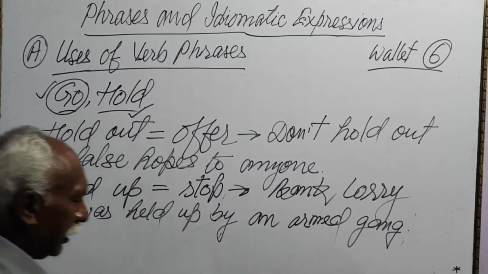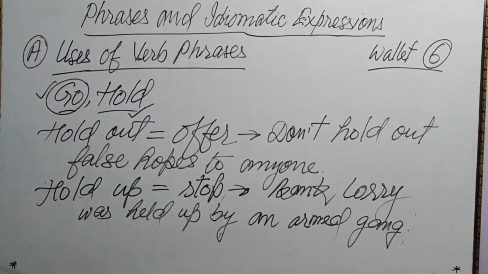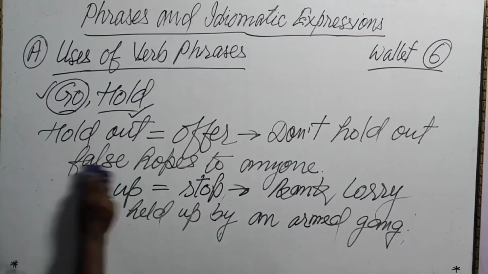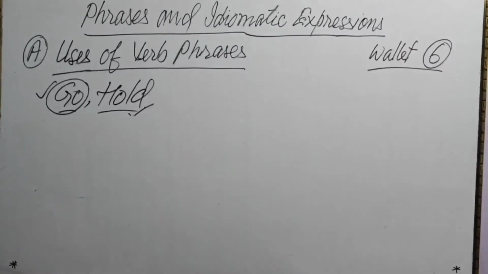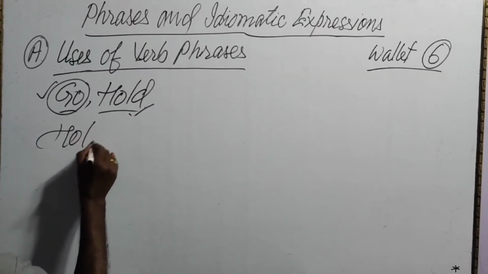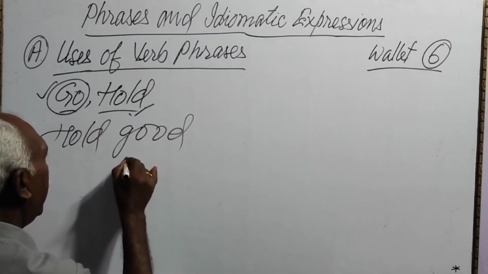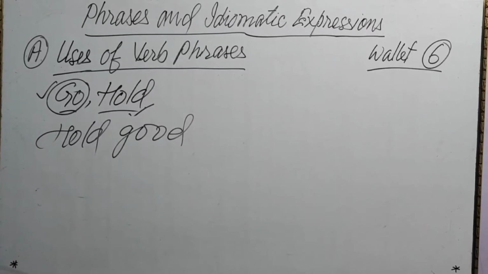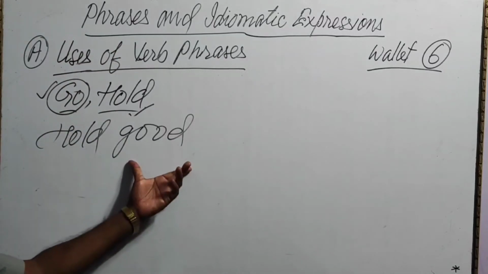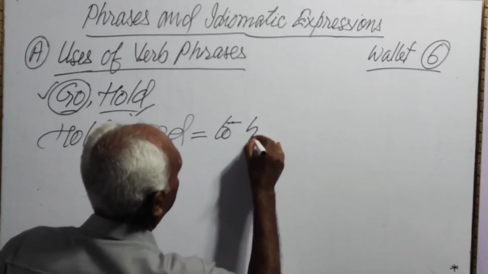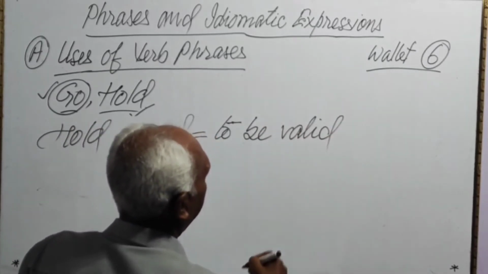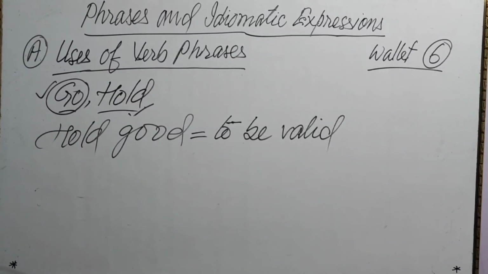Good. Next, hold good. लेकिन यहाँ पर preposition नहीं है, adjective है. You can see here, but as a phrase I would like to use it, and it would become an idiomatic expression. Hold good, that means to be valid, सही सिद्ध होना.